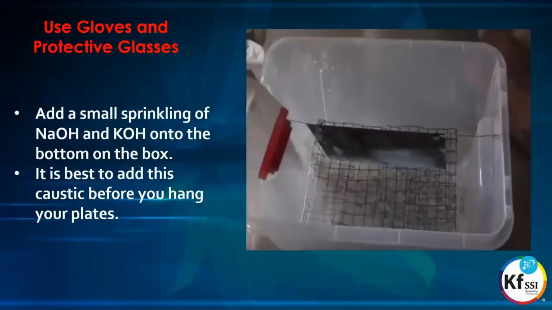Then you can add a sprinkling of your caustic soda and potassium hydroxide onto the bottom of the box. It is best to do this before you start hanging any of your plates, so that you can get a nice even distribution, and you're not having any caustic fall and sit onto your plate when you're pouring it in.